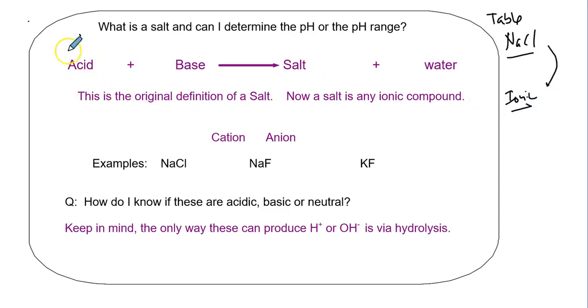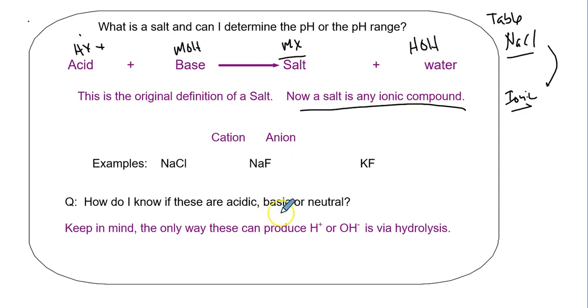Well, you just take an acid, which would be like HX, and react it with a base, NaOH, or some metal hydroxide. So it'd be HX plus some metal hydroxide, and you're going to get some metal X, which is now your cation and anion, and you get water, HOH. So in this situation, the original definition of salt is now any primary ionic compound is considered a salt. Examples of these guys right here.